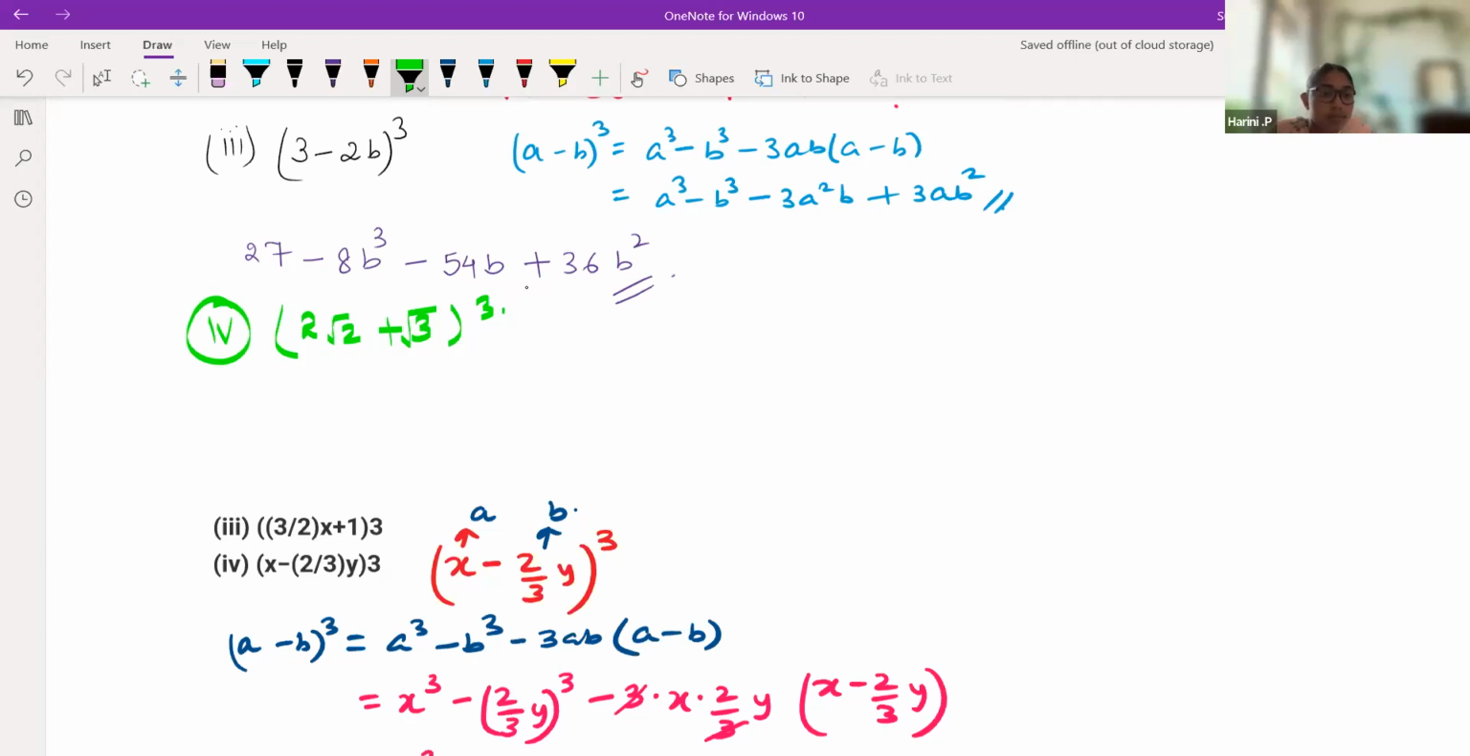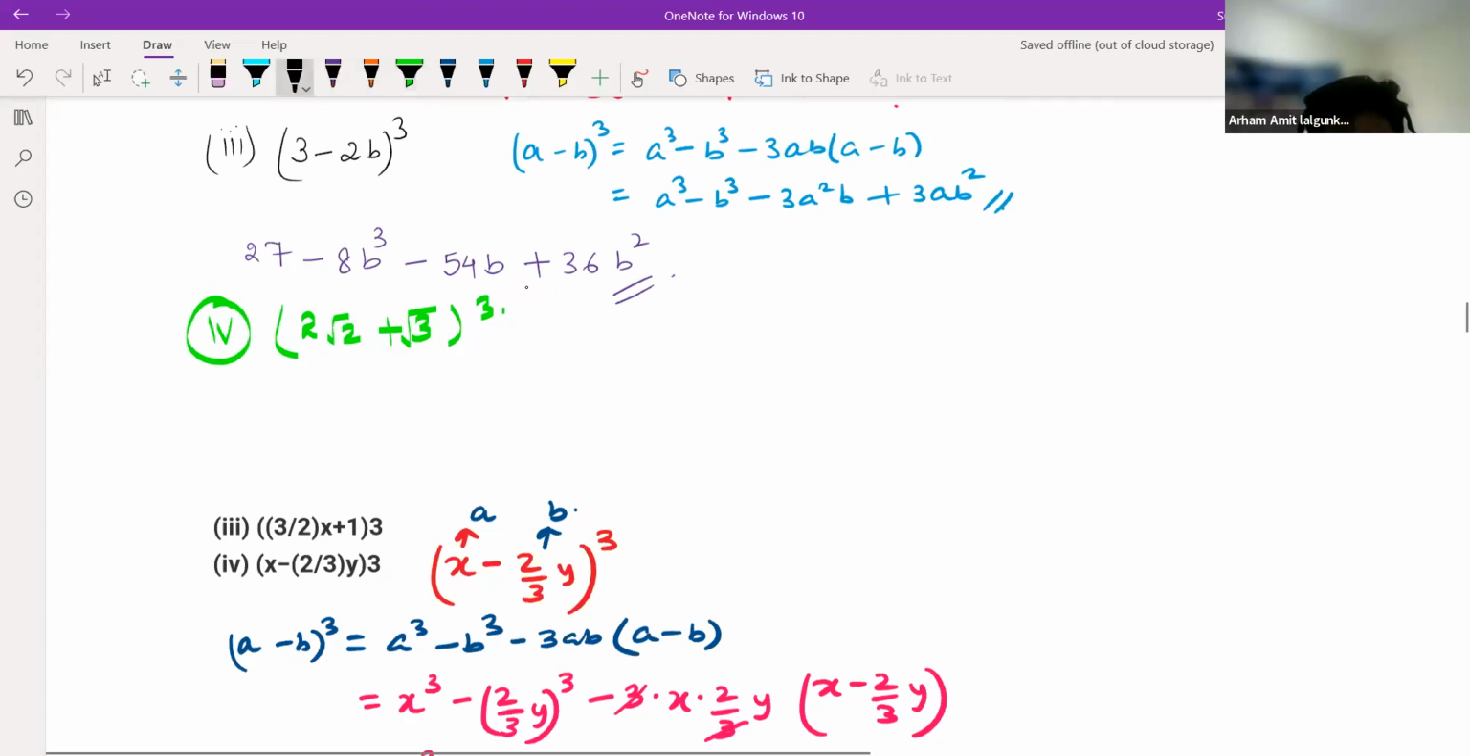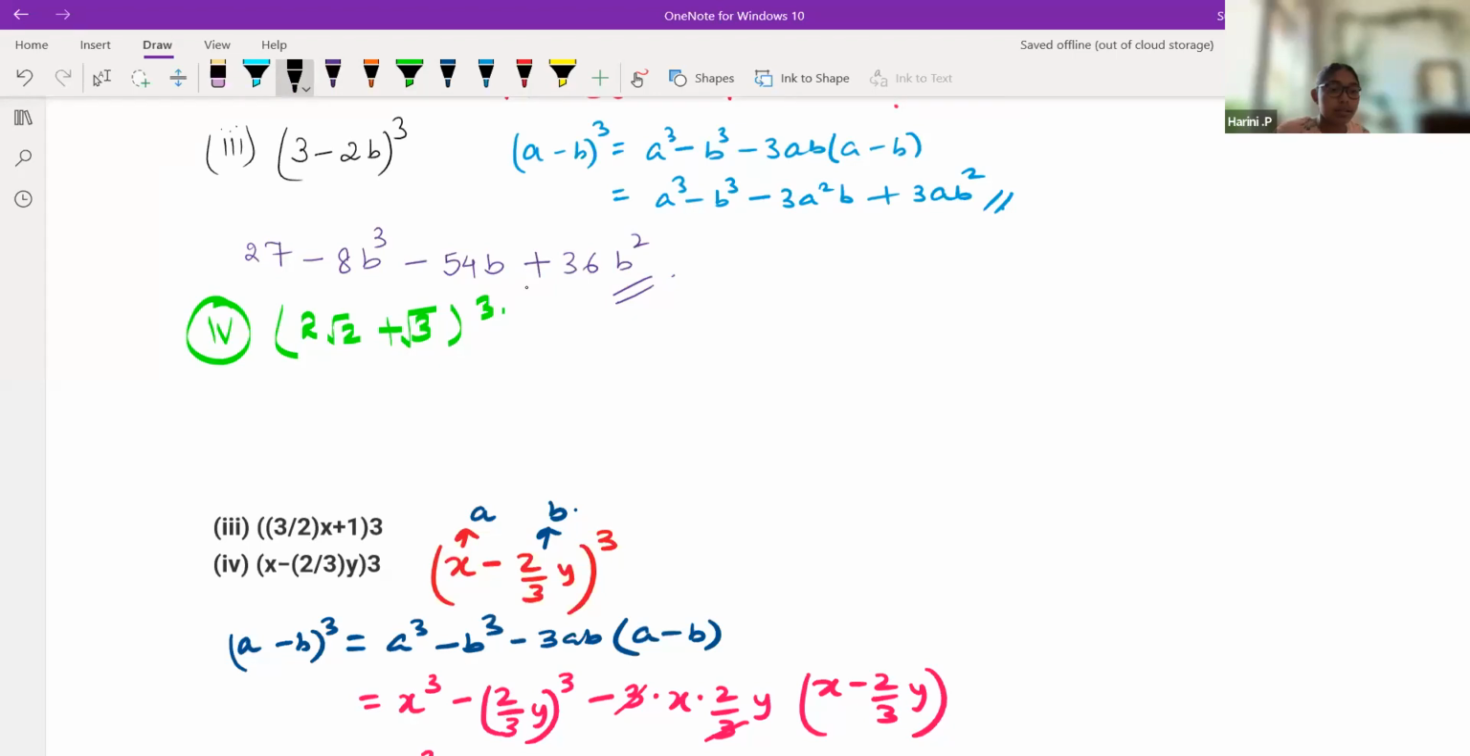Sir, I found the answer. Got the answer? Yes, sir. Okay, fine. Rest, Amit, you? Sir, I'm still trying to find it, sir. I got a bit confused and I did something wrong. Instead of cube, I took square by mistake. So can you tell the answer? I got messed up. So should I tell my answer?